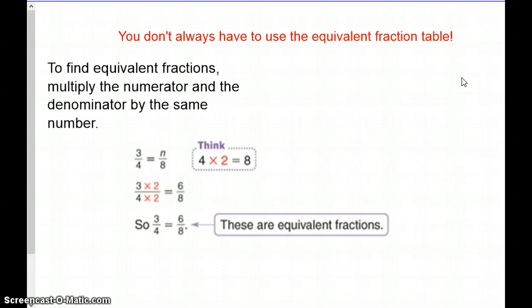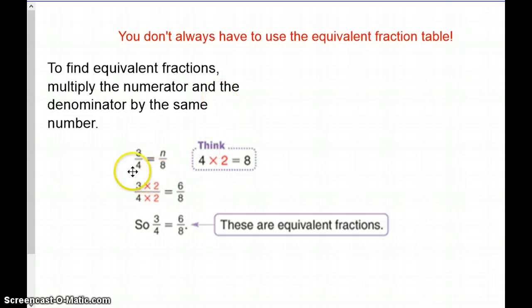So using the fraction table is a great tool, but you don't always have to use that in order to find equivalent fractions. In fact, I think an easier way is to use multiplication. So to find equivalent fractions, we have to multiply the numerator and the denominator by the same number. So let's refresh and remind ourselves that the numerator is the number on top, and the denominator is the number on the bottom.